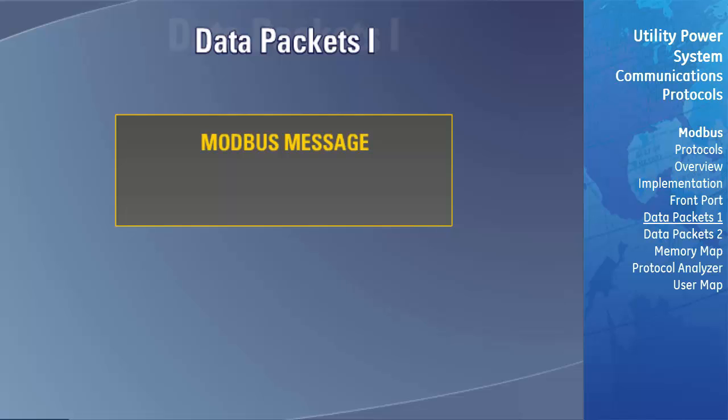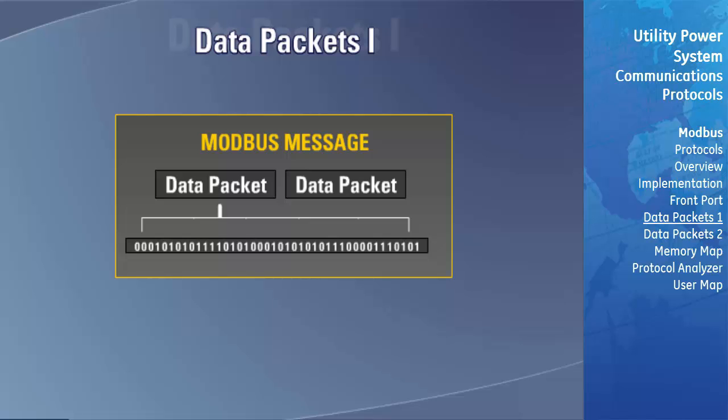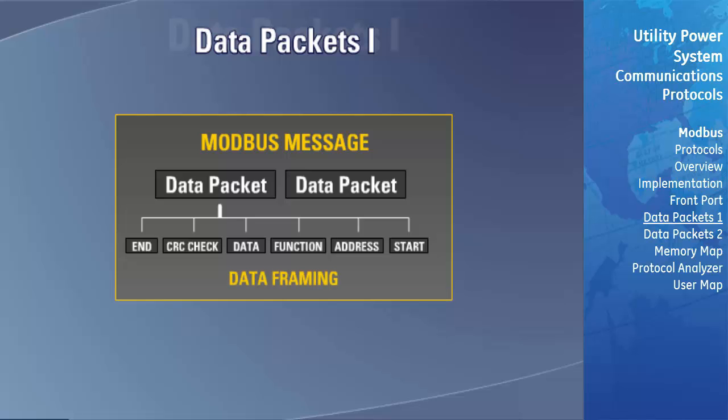Messages transmitted over Modbus are comprised of one or more data packets. Each data packet is made up of multiple characters. These characters are separated into different groupings, with each group performing a specific function during communication. The arrangement and functions of these groups of characters is known as framing. Let's look at the framing of a Modbus RTU command data packet in greater detail.